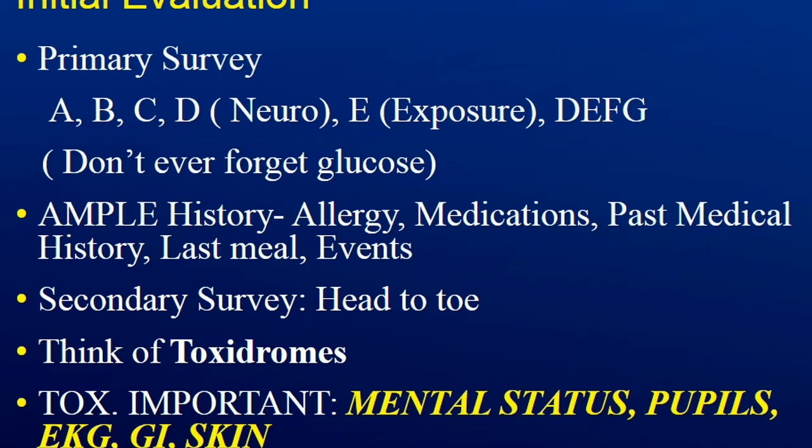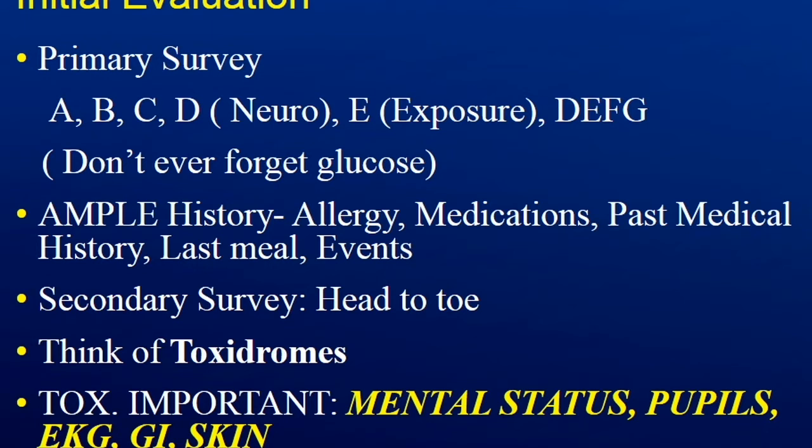The structure should always be the same, and that involves primary survey, A, B, C, D, E, F, G. Don't ever forget glucose, because a lot of these patients may have hypoglycemia. Ensure you take a good ample history: allergies, medications, past medical history, last meal, and their events. And then do a good secondary survey, a head-to-toe examination.